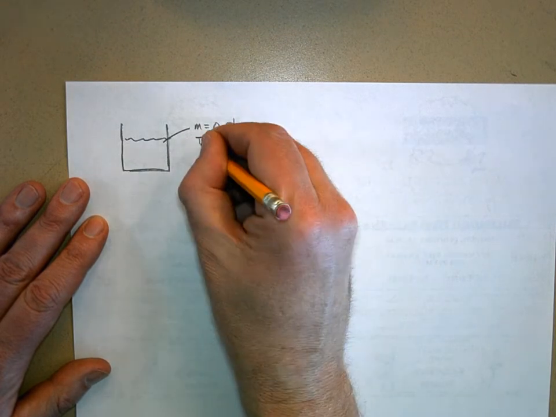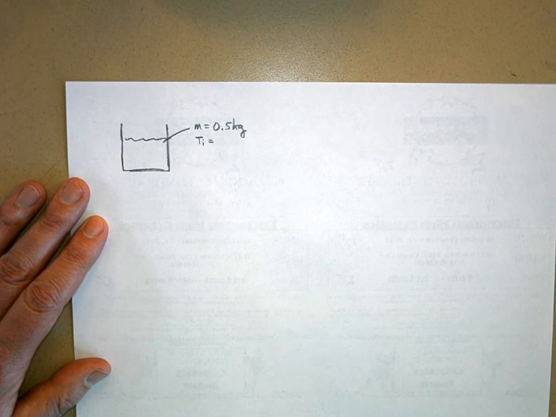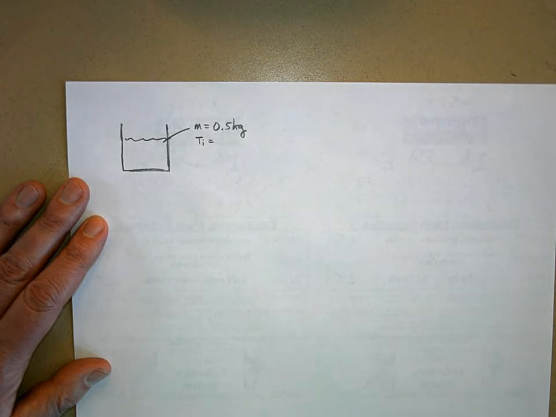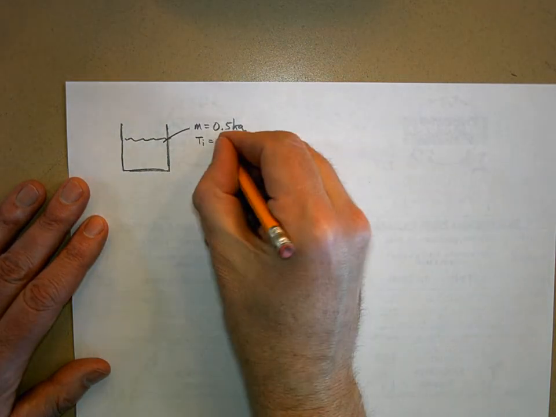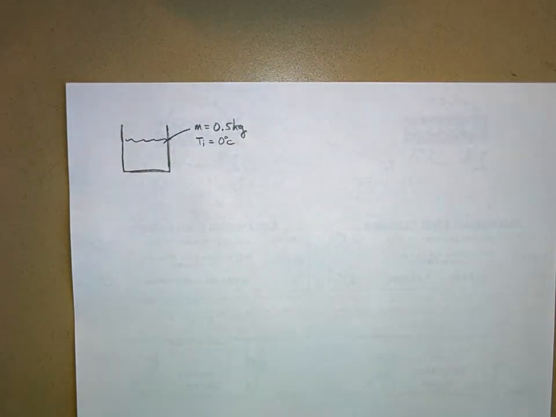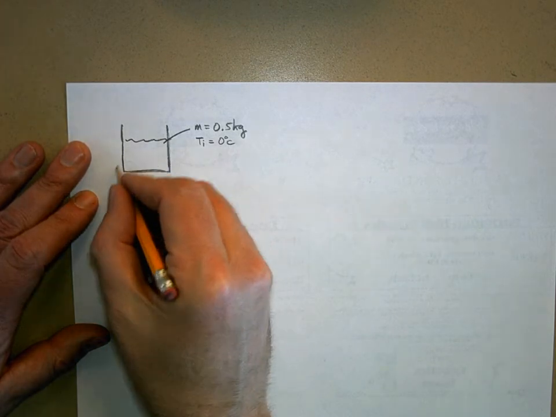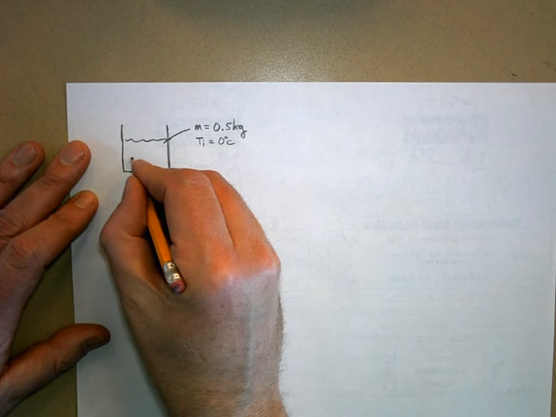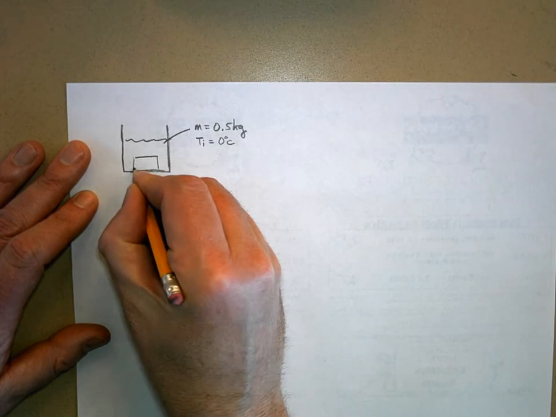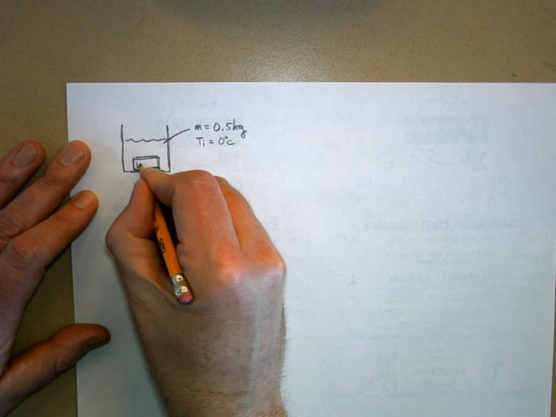The initial temperature of the water, let's say it's 0 degrees Celsius. Like I had a bunch of ice cubes in there and they just melted, and now the water is at 0 degrees Celsius. And then I put a brick of lead in here. Lead.